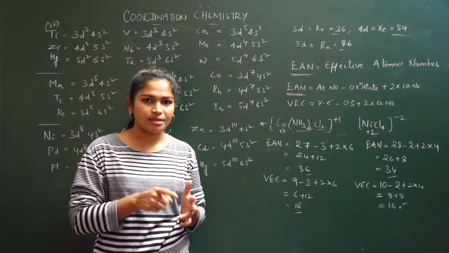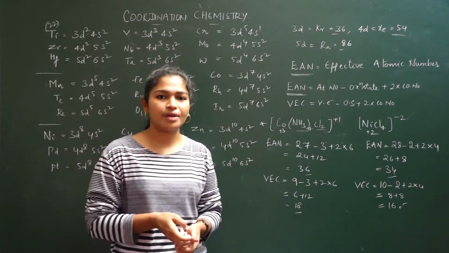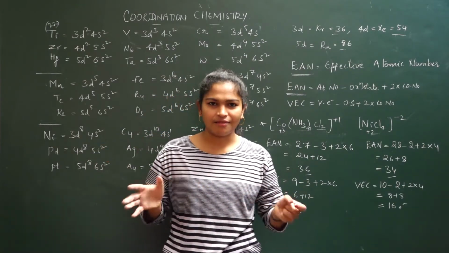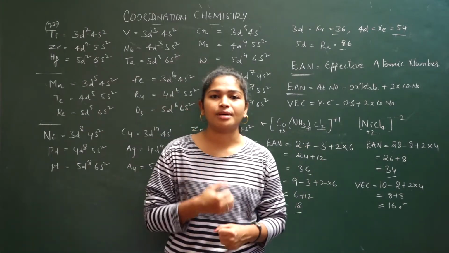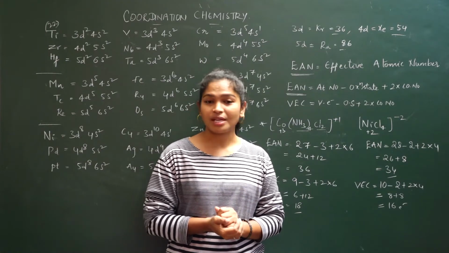Then you can calculate the VBT. In VBT, sp3 hybridization, mu and all, we have to calculate. And all that we'll see in the next class. Till then it is enough. I mean, these are the basics: how to calculate the oxidation number, coordination number, EAN, effective atomic number, and VEC and all. So with this, we'll conclude this class.